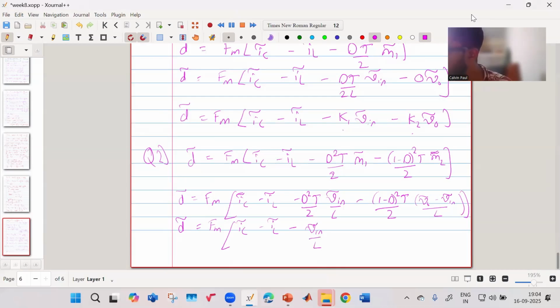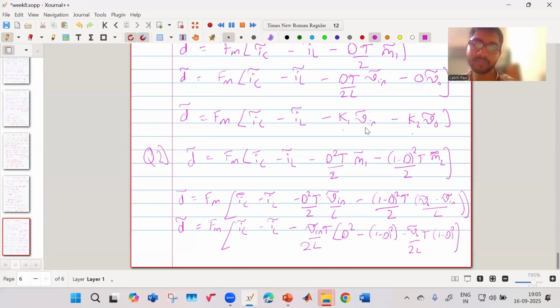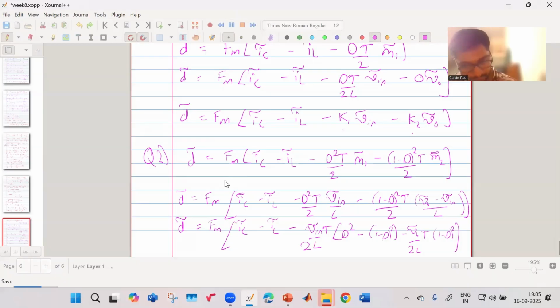L also will take common, T2 also will take common, T also will take common. This is D square minus 1 minus D square. And this is minus V0 perturb 2L T on 1 minus D square. Okay, so can you simplify what is D square minus 1 minus D the whole square? What would be that value? 1 minus 2D.